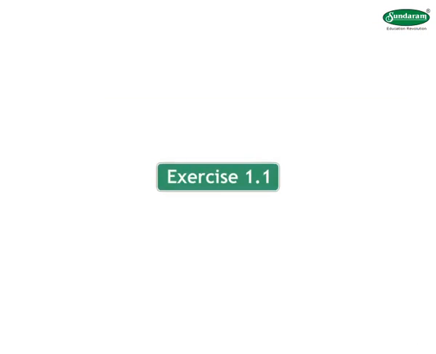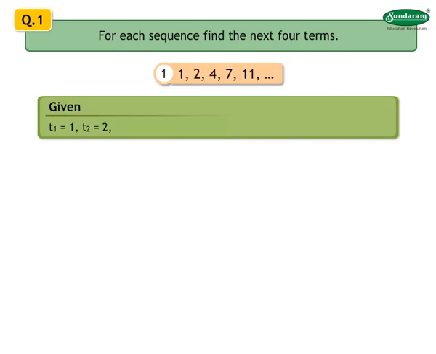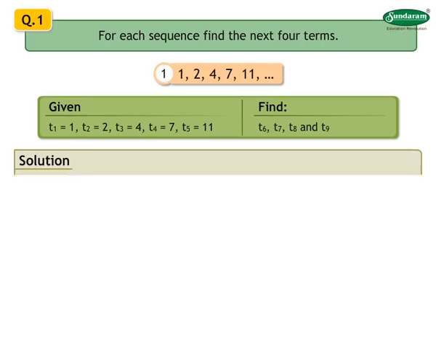Let us solve sums from exercise 1.1. Question 1. For each sequence, find the next four terms. Number 1: 1, 2, 4, 7, 11, and so on. Given T1 is equal to 1, T2 is equal to 2, T3 is equal to 4, T4 is equal to 7, T5 is equal to 11. To find T6, T7, T8 and T9.